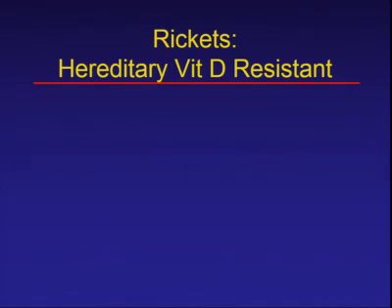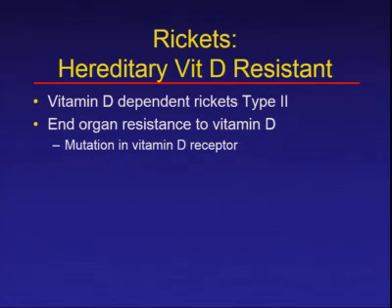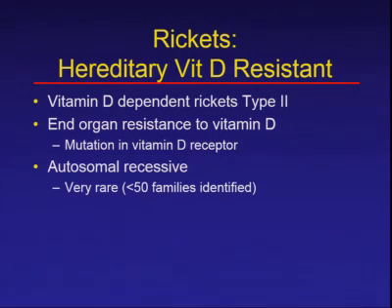Next is hereditary vitamin D resistant rickets. This used to be called vitamin D dependent rickets, but that's really a misnomer. This is a situation where they have end organ resistance to calcitriol, meaning that they have normal production and activation of calcitriol, but the gut will not respond to it appropriately. Thankfully, this is extraordinarily rare because these patients are nearly impossible to treat. The phenotype does vary widely due to the severity of this resistance.